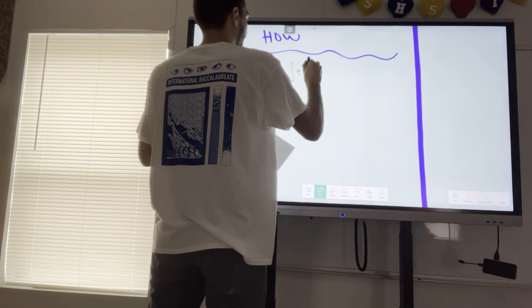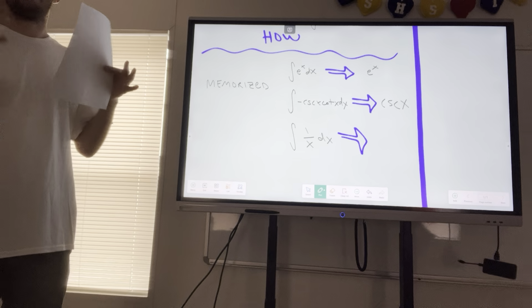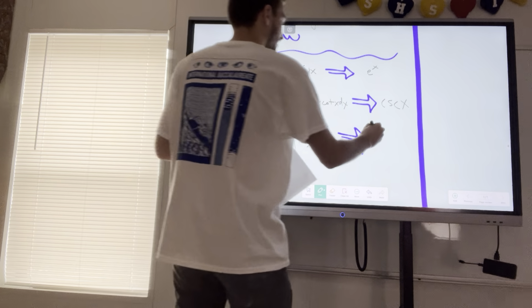The last one, what is the integral of 1 over x dx? So what is something where we took the derivative and we got 1 over x? It's one of these things that we kind of hate when we first learn about it in math analysis, and then the more we work with it, it is natural log x. Nice job.